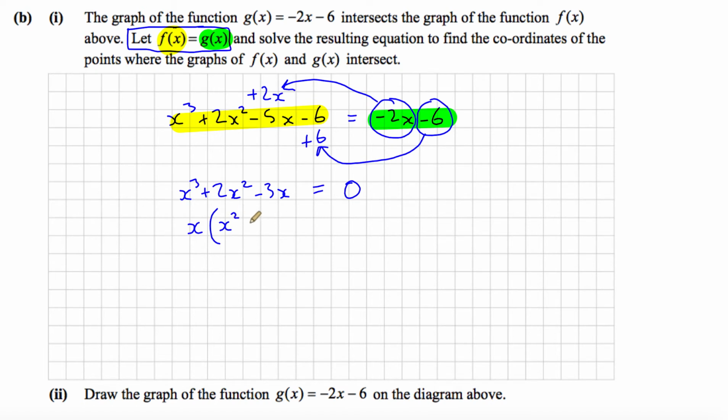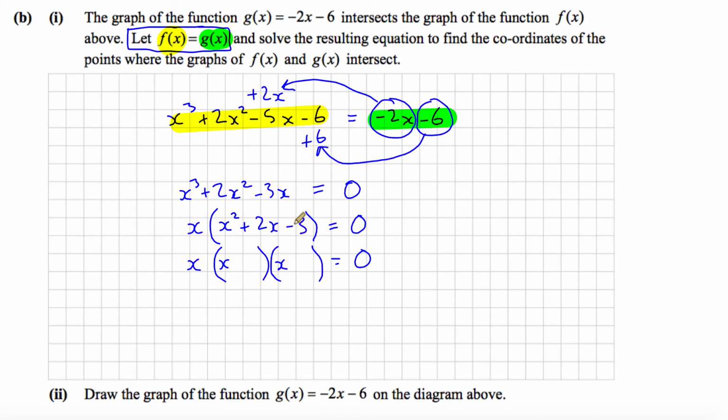Factorizing x out of x cubed leaves x squared plus 2x minus 3. So factorizing x out leaves me with a quadratic in the brackets. I'm going to factorize that quadratic into double brackets, so that's x and x.